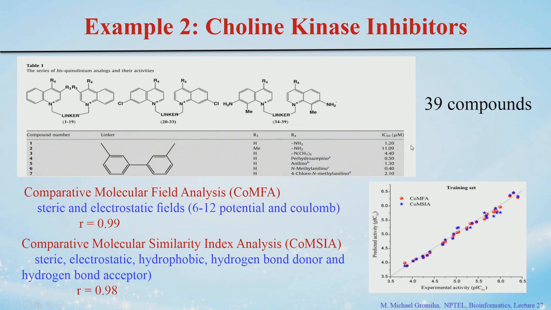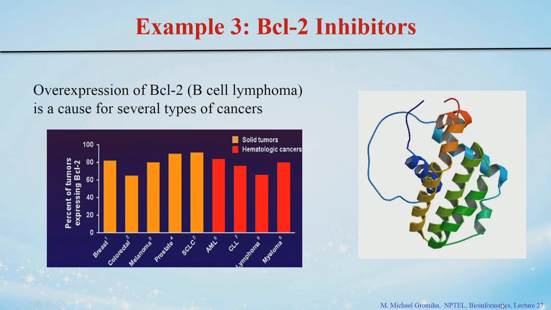This is another example. This is the choline kinase inhibitors. Here what they did, the common core is common and there are different R groups. So, for various R groups, for 39 compounds we have the IC50 values. How to do this? In this case they tried to develop force field based methods. For example, they use the electrostatic potentials plus the Coulomb potential, and from this one they are able to predict the experimental activity with respect to the predicted activity with high accuracy in this type of inhibitors.